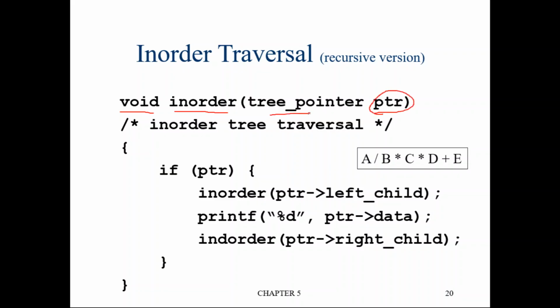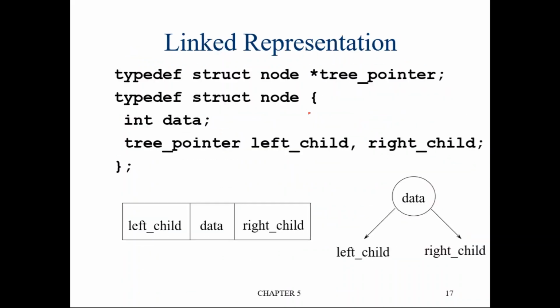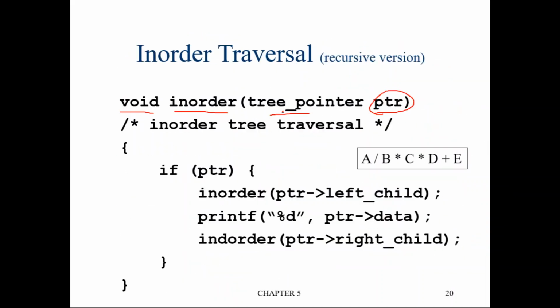So tree pointer is nothing but a pointer to a node. It is a user defined data type basically, whatever variable you create for tree pointer, it is a pointer to node. So basically this pointer now points to the root node.